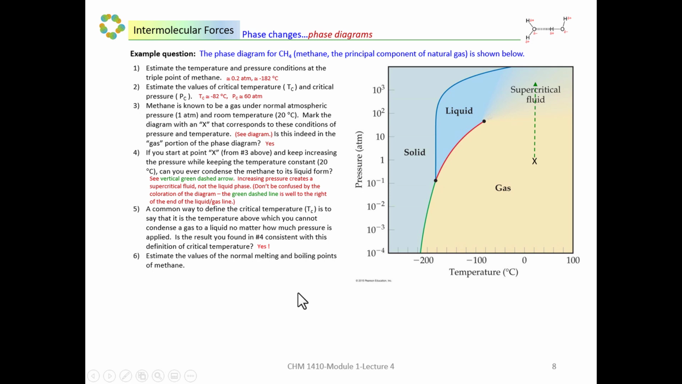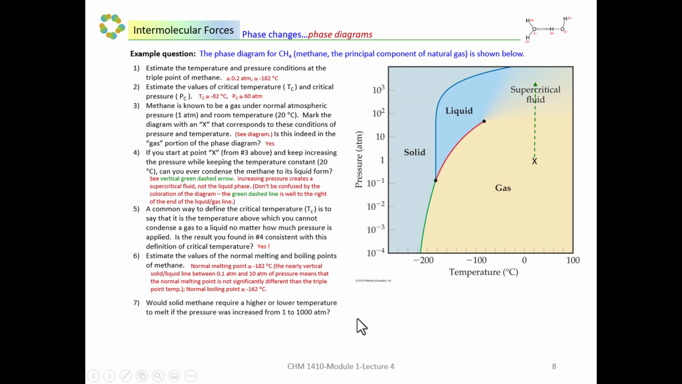Can we estimate the values of the normal melting and boiling points of methane? Well, sure. Remember, the normal melting point would be the temperature at the solid-liquid line at 1 atmosphere. My best guess here is minus 182, because it seems to be the same temperature as the triple point temperature. And what would the boiling point of liquid methane be at 1 atmosphere of pressure? Well, we'll stay at 1 atmosphere and just go over to this liquid-gas line, and my best guess here is about minus 162 degrees C for the boiling point.